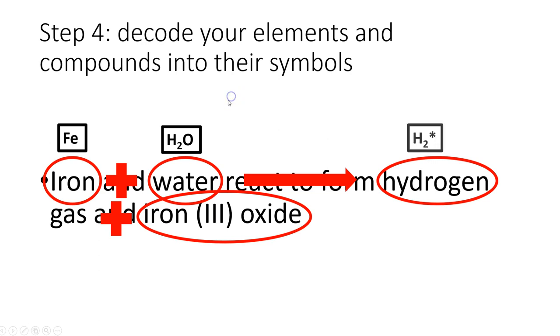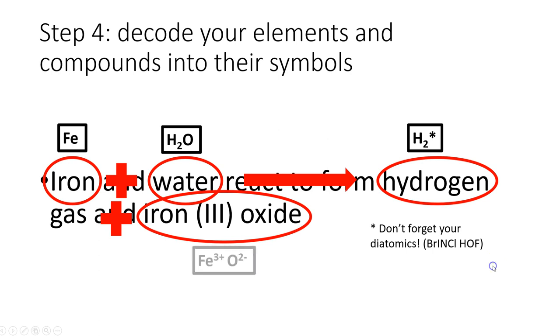Now for hydrogen, when we write hydrogen, we have to write it as H2. And that's because hydrogen is one of the 7 diatomic molecules: bromine, iodine, nitrogen, chlorine, hydrogen, oxygen, and fluorine. Whenever we write the symbols for these elements in a chemical equation, when they're by themselves, we have to write it as H2 or Br2, etc.